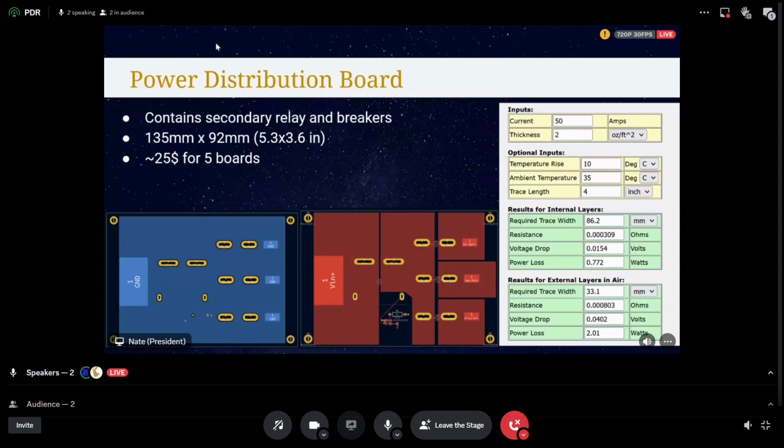The entire width of this, I forgot to mention, is like 135 millimeters by 92 millimeters, about. So that's like 5.3 by 3.6 inches. And so the power planes here are wide enough that we shouldn't see a significant temperature rise because of how much current we're shoving through this board. And again, 50 is a top level estimate. Like 50 is a current where we're tripping breakers and stuff. And then the cost estimate is going to be around like $25 for like 5 boards to get fabricated.